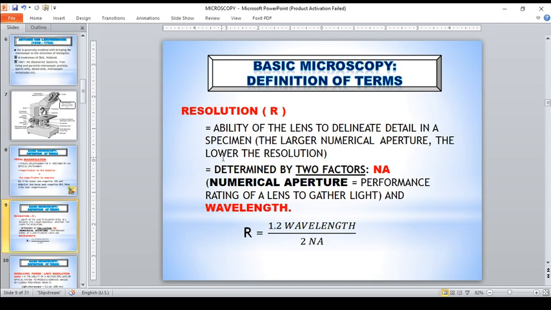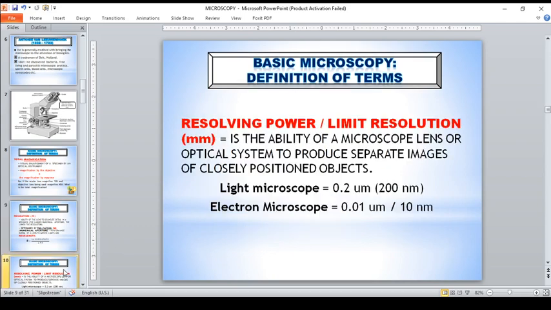Okay, so resolution. The resolution is the ability of the lens to delineate detail in a specimen. Okay, so that is determined by two factors, the numerical aperture and the wavelength. Okay, so we will not confuse this one already.